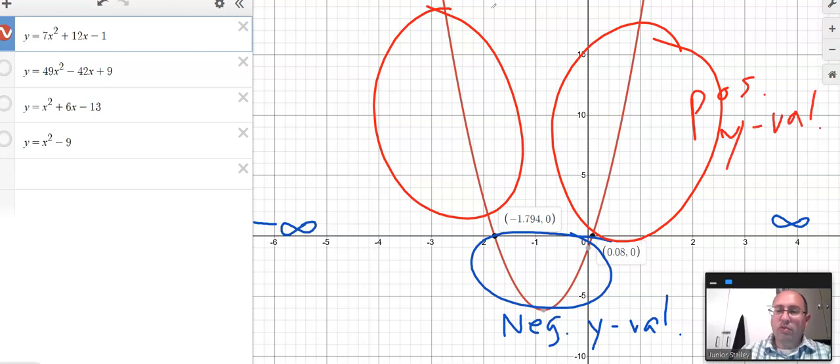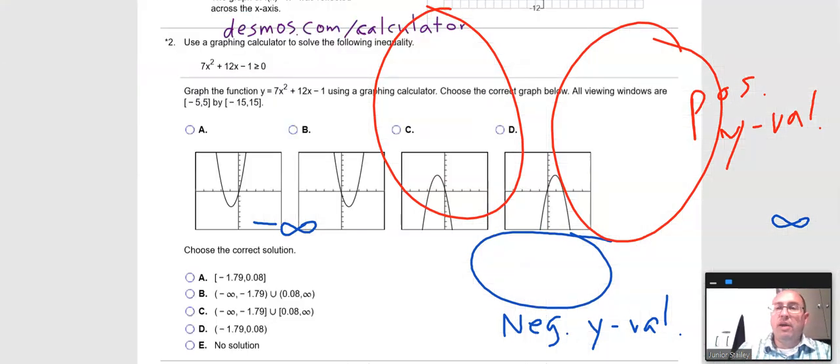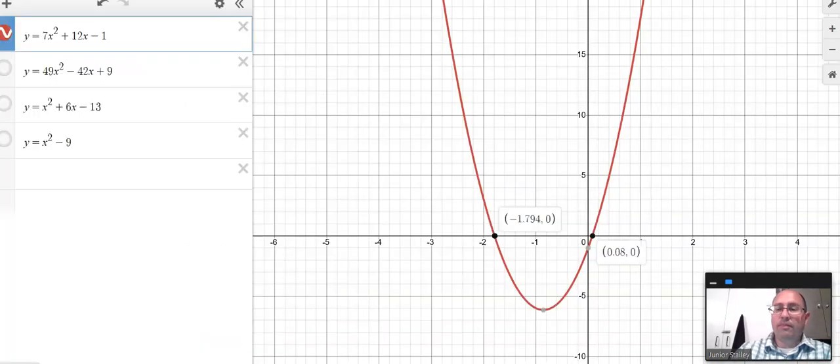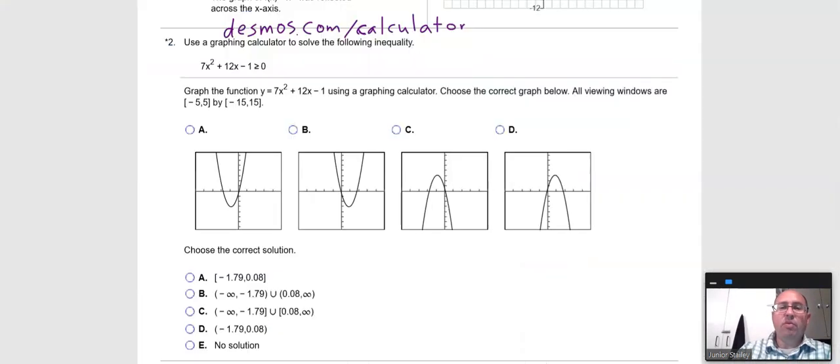We need to know that kind of stuff. Plus, we need to know where these 2 points are. So I'm going to jump back over to my notes and see which graph makes sense. We're looking for something that has negative 1.79 and positive 0.08 and opens up. That's what we're really looking for. Okay? And I think you can clearly see that it is choice A, right?